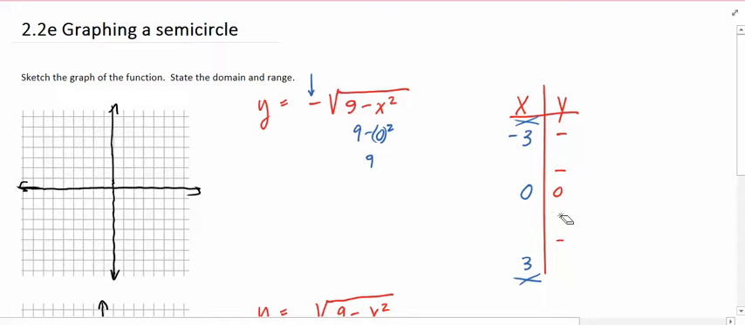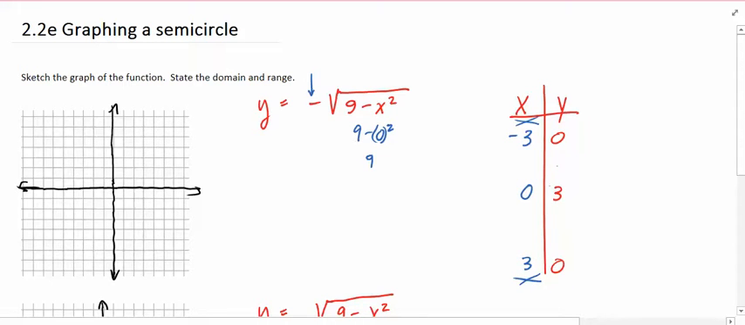Let me move my negatives around a little bit here. If I put in a 0, I'm going to get myself a 3. If I put in a 3, we already determined that's going to actually give me a 0. All right.